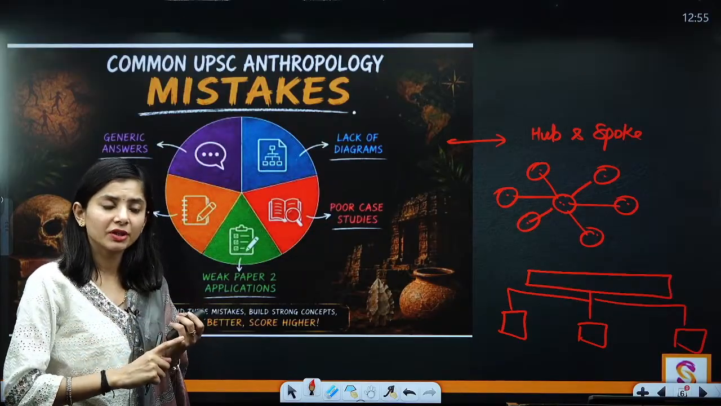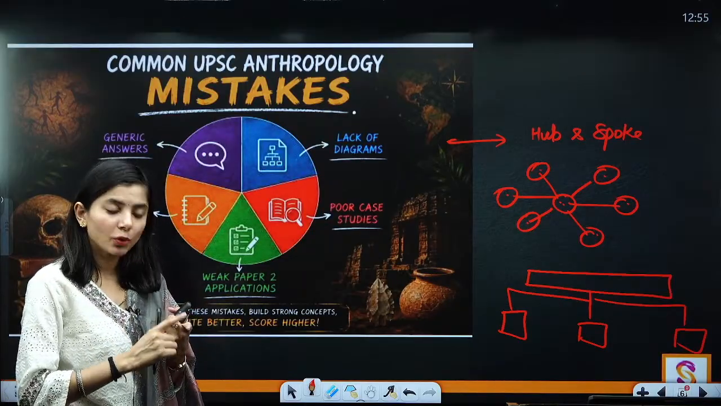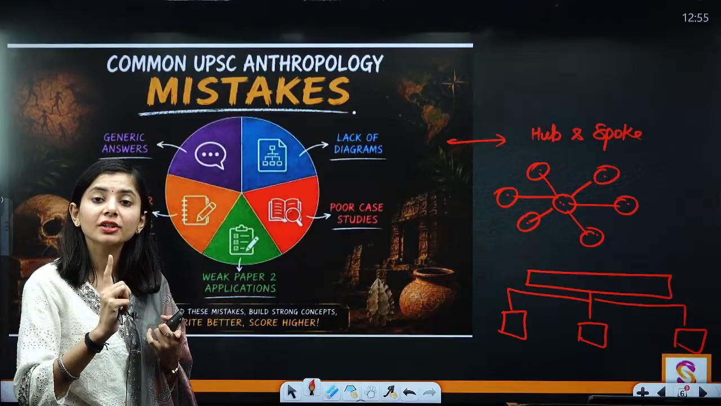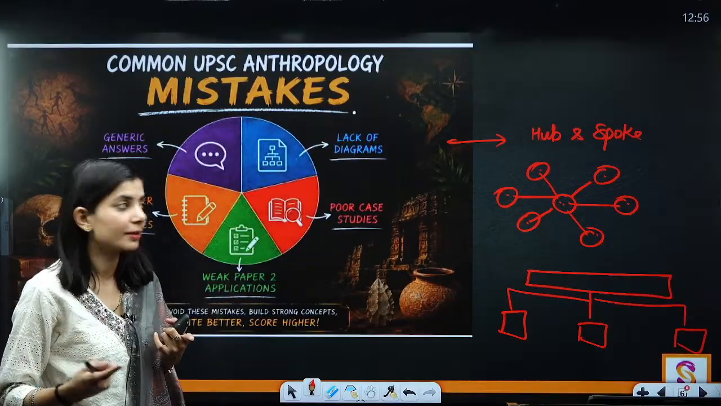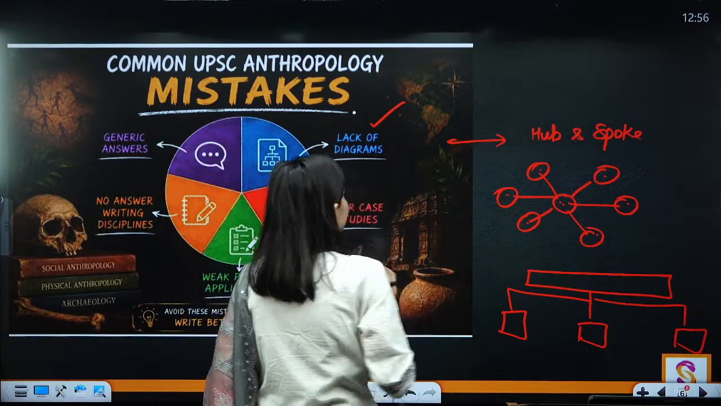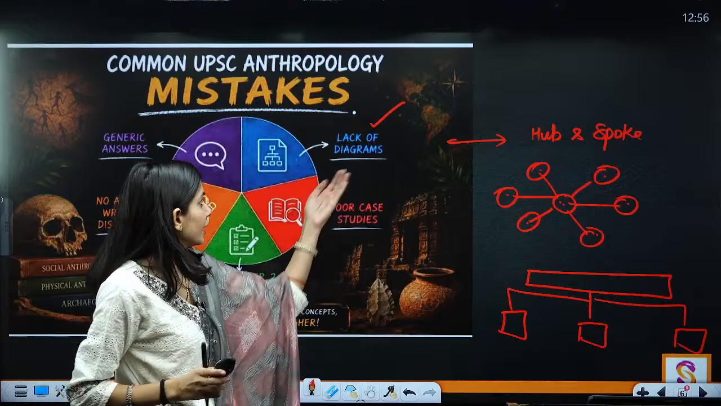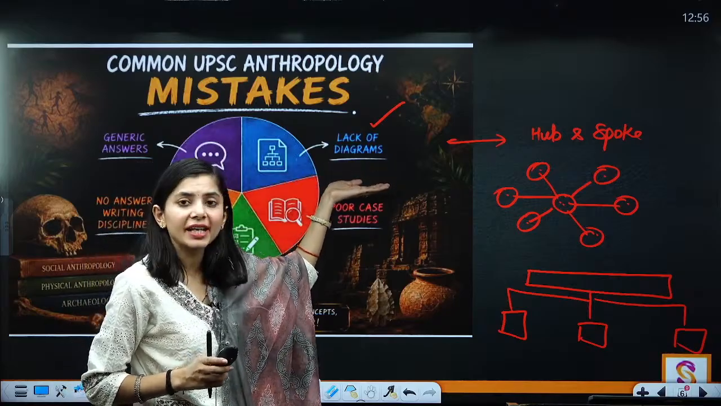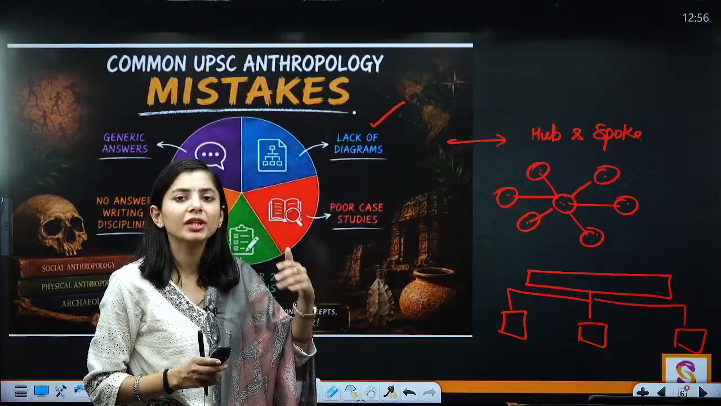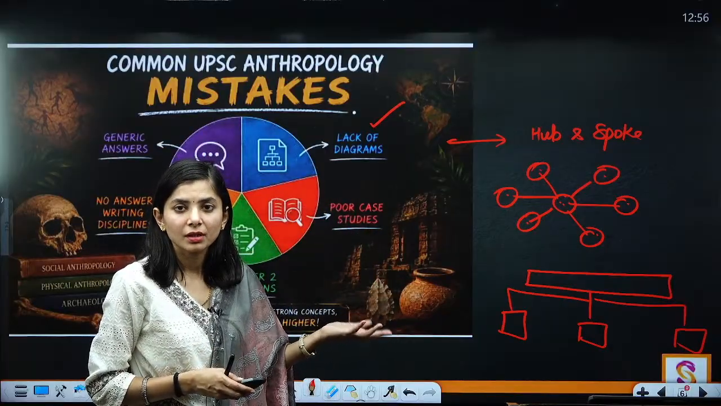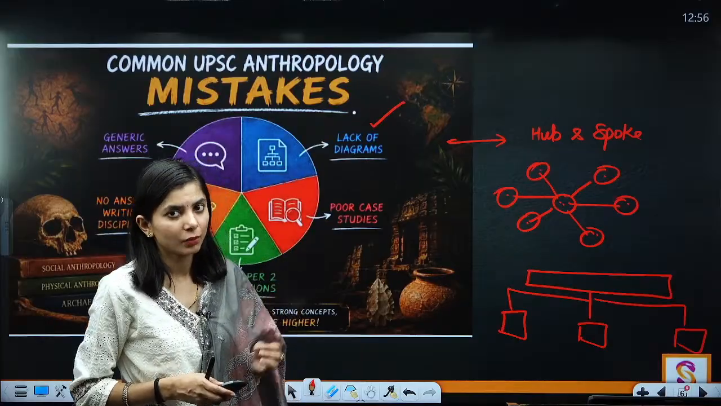In the year 2024, I will show you the papers of 2024 and 2025. You need to understand that you need to add diagrams which are self-explanatory. So if your answer has a lack of diagrams, it means you will be stuck between 200 or 220 or even less than that. So diagrams are very necessary.